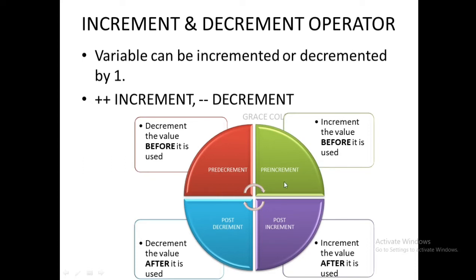In pre-increment, what happens is, first the increment is done and then the assignment is made. In post-increment, the incremented value will be assigned only after the particular operation is performed. In pre-decrement, first the decrement is made, then the assignment is done. In post-decrement, first the assignment is made and then the decrement is made.